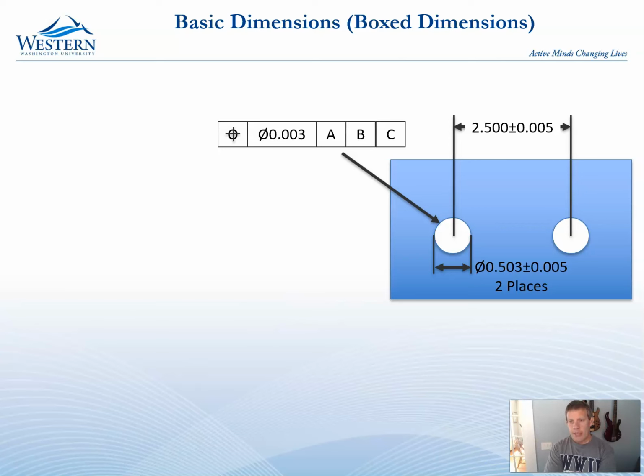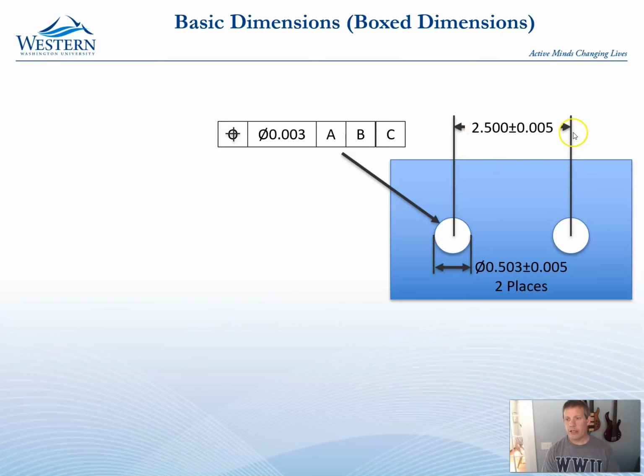But the problem here can be seen in this dimension, because this dimension tells me where the center of the hole is, and it gives a tolerance on the center of the hole, and that center of the hole can move in both X and Y by plus or minus 0.005 of an inch. However, I also have a true position tolerance up here on the hole, and this says that the center can move by a diameter of 0.003.